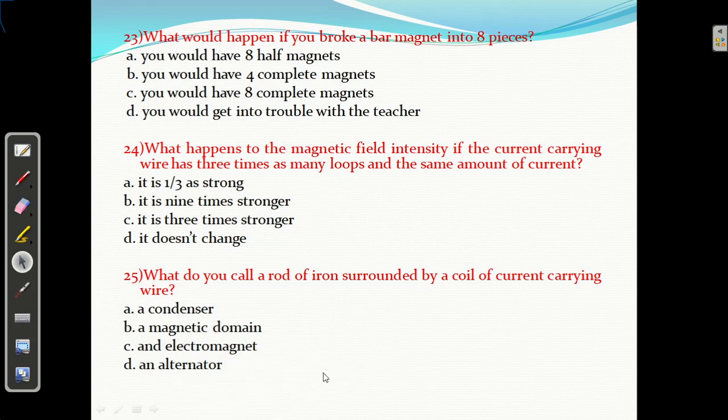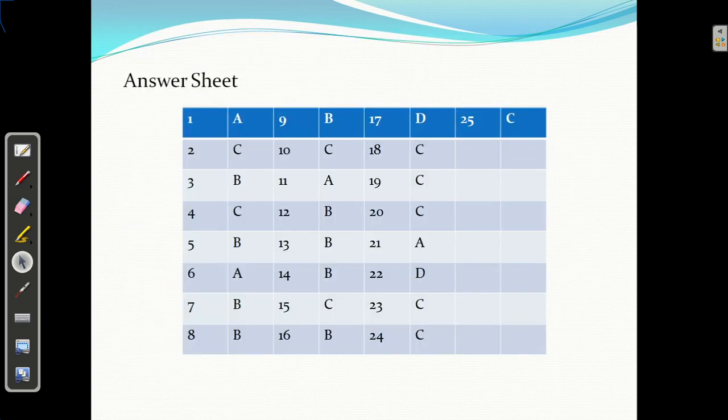So I have discussed these 25 questions. The solutions are given in the answer sheet, you can read it. Clear? Thank you very much for listening to me carefully.